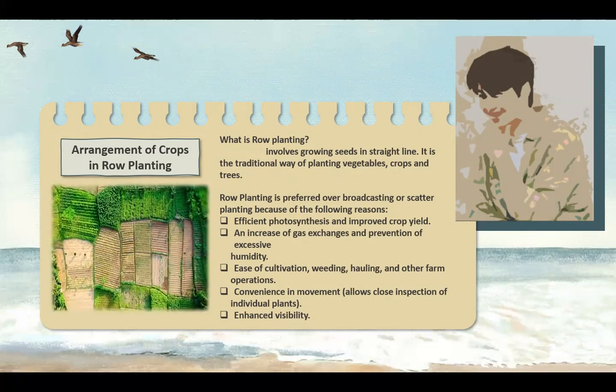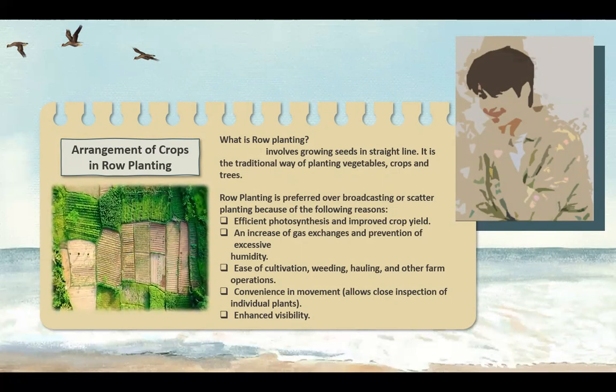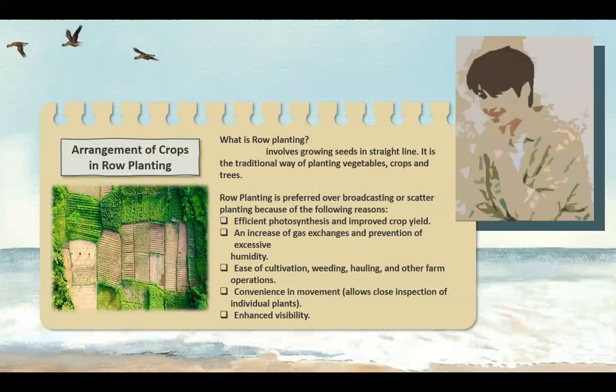Row planting is preferred to maximize yields and for convenience. Planning how the crops are arranged in row planting depends mainly on the topography of the land, which is its shape, terrain, or slope. Then also, it depends on the irrigation lines and other physical barriers. Row planting is preferred over broadcasting or scatter planting because of the following reasons.